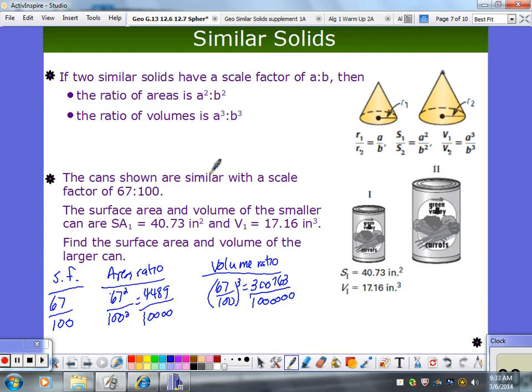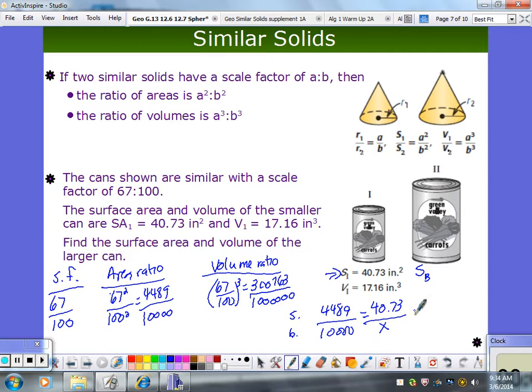So if I want to find the surface area of this guy, I'm going to go to the area ratio, this one, 4489 to 10,000. And this is small can to big can. So I know the small can's surface area. So this is the one I'm trying to find, and it'll give me the surface area of the big can. I'm going to say B here for big. So cross product. Wow. These are like big giant numbers here.